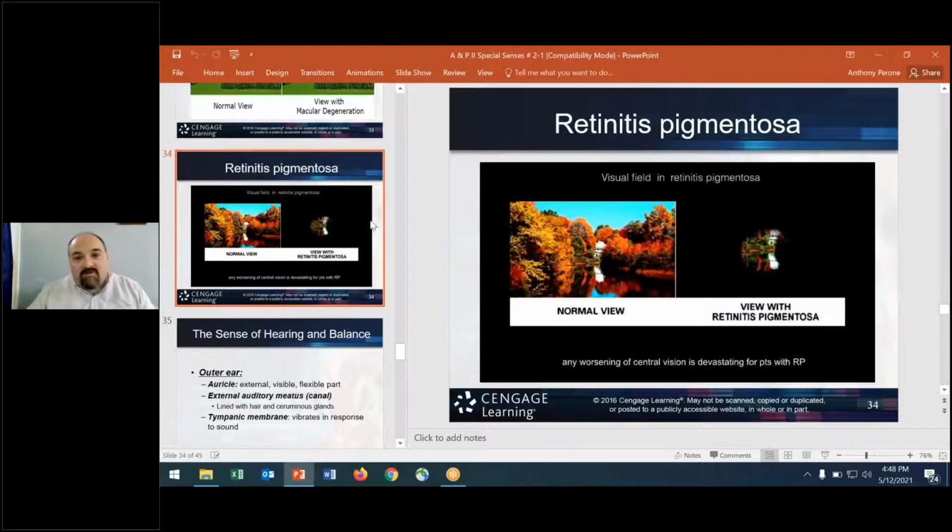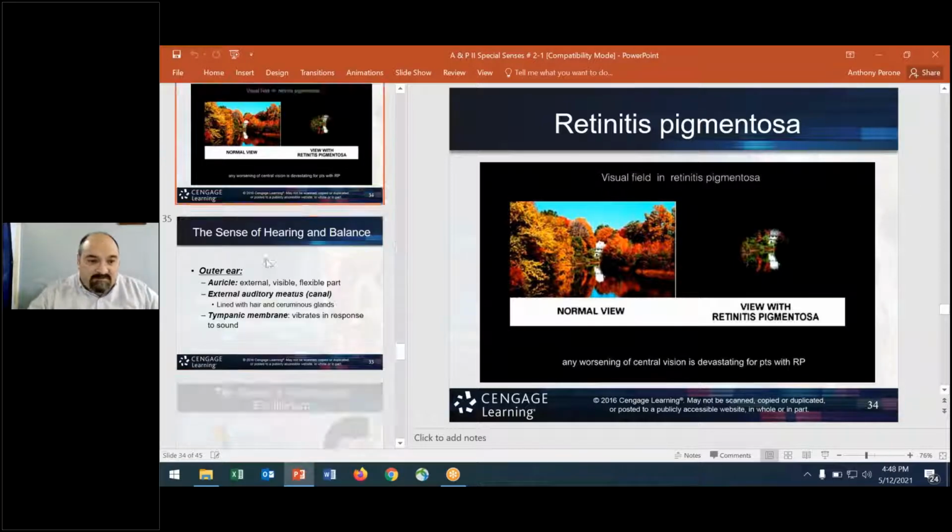How about retinitis pigmentosa? Recall that they have tunnel vision, so their peripheral vision is gone. It's as if they're looking through, I'll take my paper towel here, this tunnel to be able to see. Can you only imagine? Seriously, it's just challenging stuff.